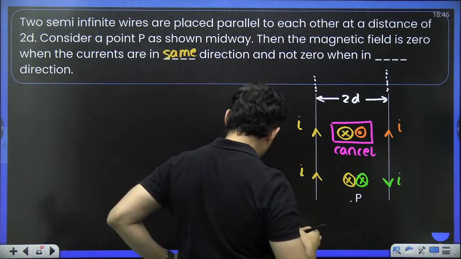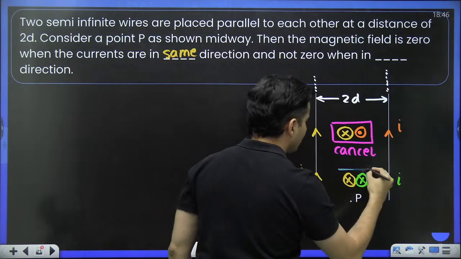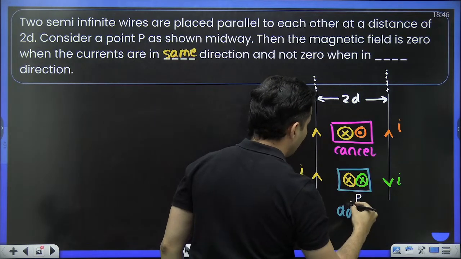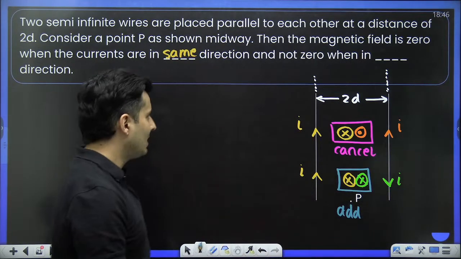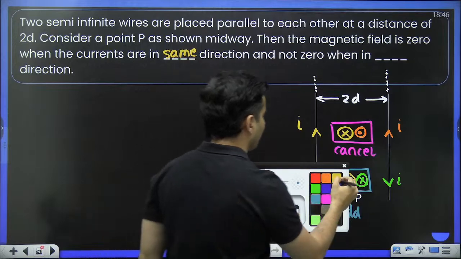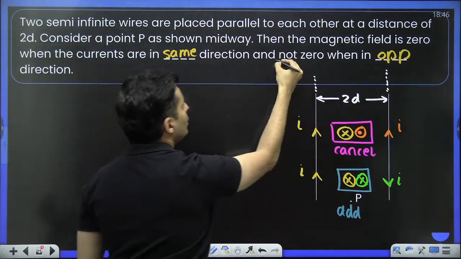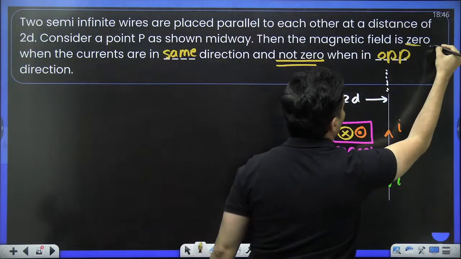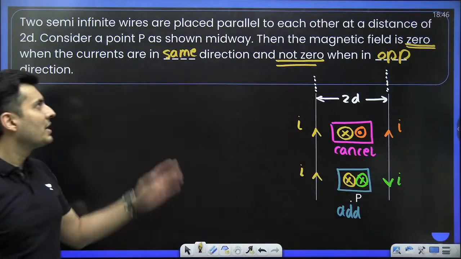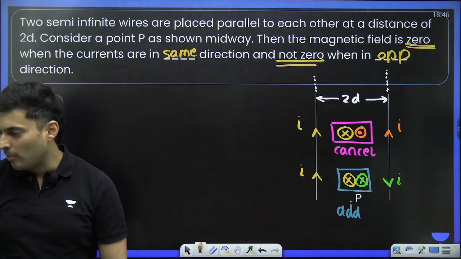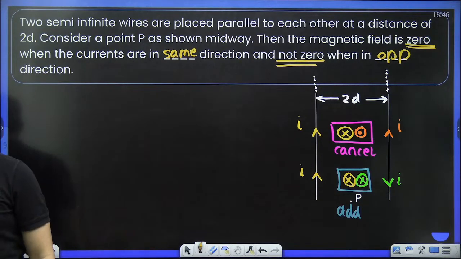So they are not cancelling. In this case, they are adding up. So the second answer will be in the opposite direction. It will not be 0. The first question said 0. So 0 when the currents are the same direction, non-zero when opposite. That's how you conclude. Cool.